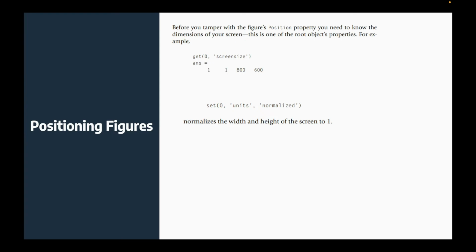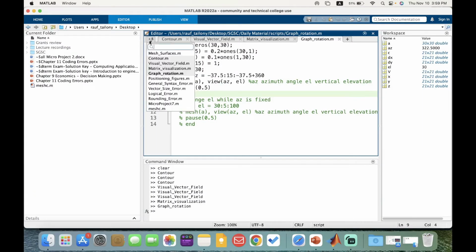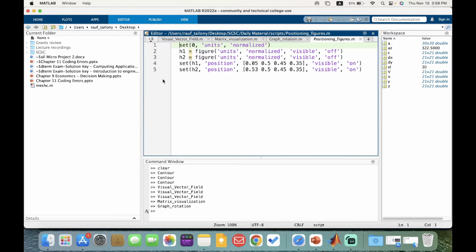So normalize will be helpful in that case. And of course, for animation, comet and comet3 are your go-to for main hardcore animation, if you will. Back to our MATLAB here, and let's look at positioning figures. You set 0 units to normalized, so you normalize the screen.